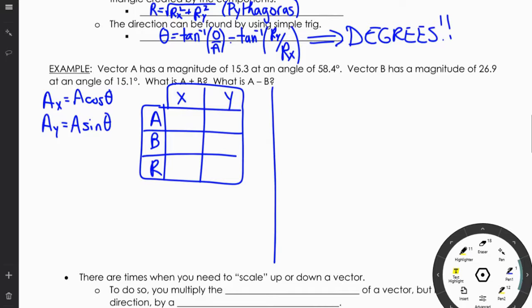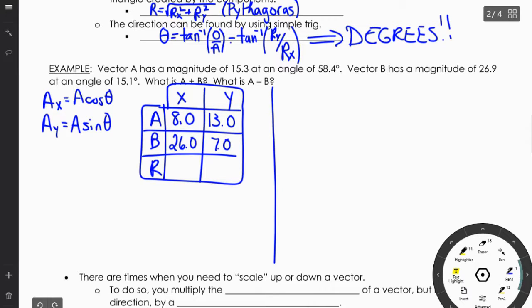So I'm going to do 15.3 cosine 58.4, and I'm going to get 8.0, rounding. Then I'm going to do 15.3 sine 58.4, and I'm going to get 13, again rounding. And then I do the same thing for vector B. So 26.9 cosine 15.1, I get 26, again rounding. And then 26.9 sine 15.1, I'm going to get 7.